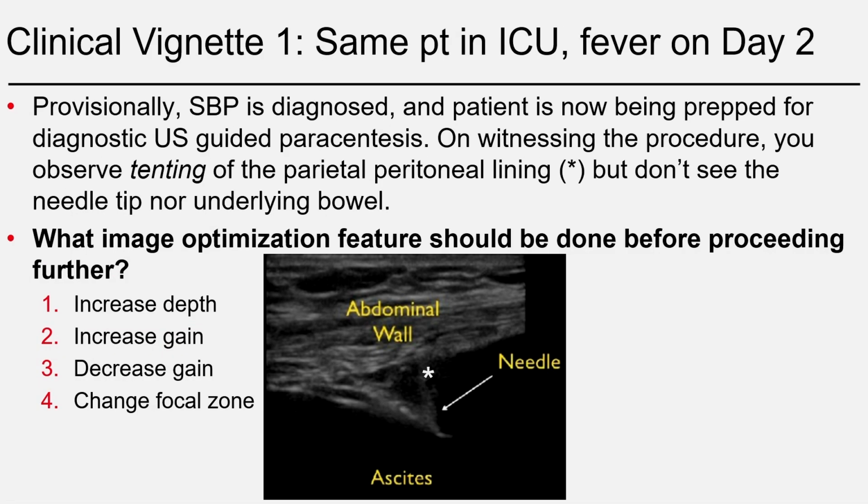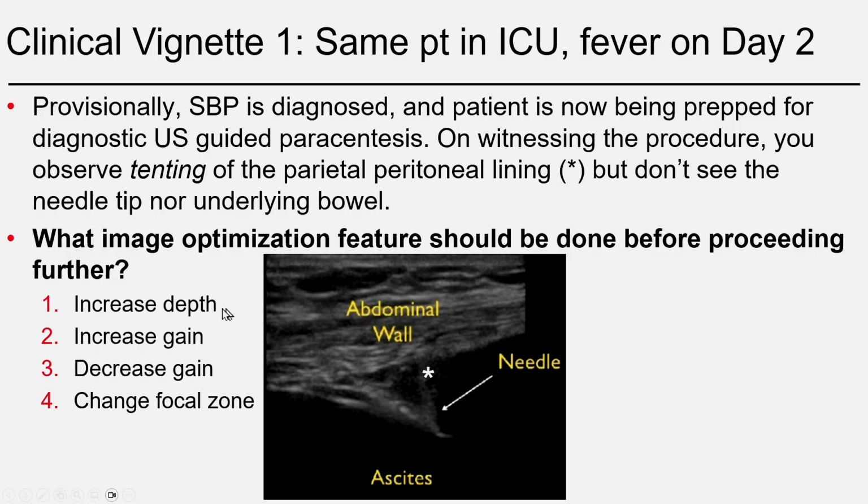All right, finishing up provisionally, spontaneous bacterial peritonitis diagnosed. The patient is now being prepped for ultrasound-guided paracentesis, just to make sure. On witnessing the procedure, you observe the tenting of the peritoneal lining, this asterisk. Here's your needle coming in. You see this tenting, but you don't see the needle tip and you don't see the underlying bowel. You do see the ascites.